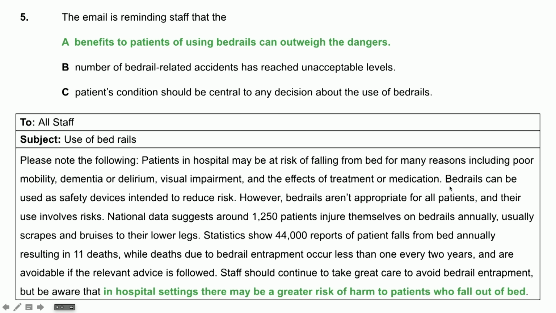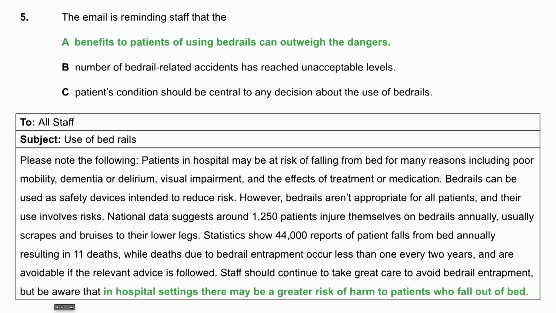Number 5. What is this email reminding staff to do? Or not to do, rather. What is it reminding staff of? It's reminding them that the benefits to patients of using bed rails can outweigh the dangers.